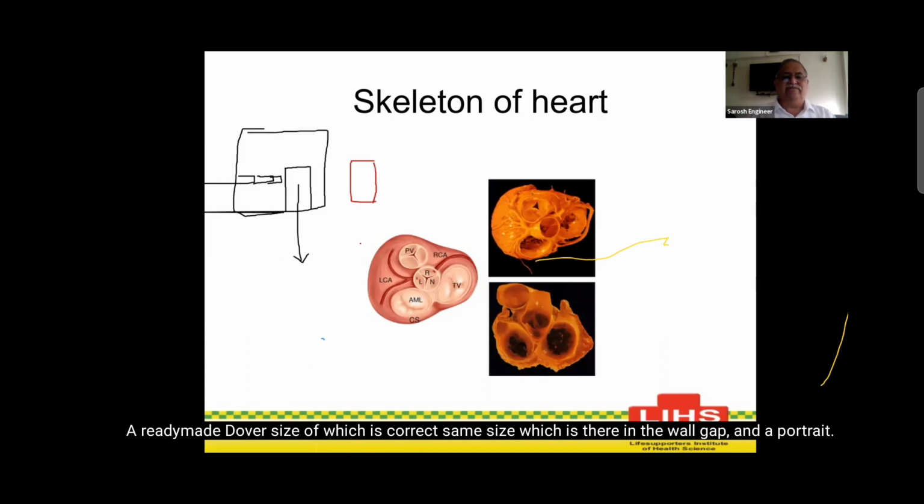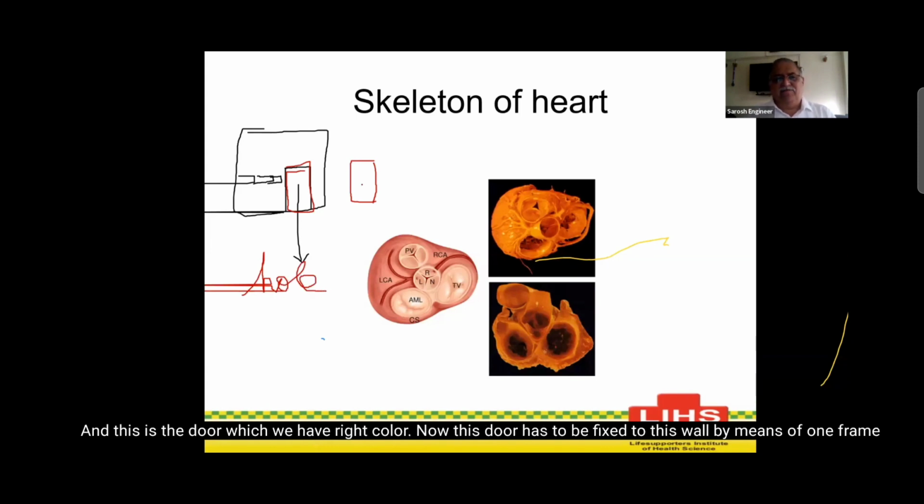A ready-made door, the size of which is correct, the same size as the gap in the wall. If I take this door and put it here, even if it fits correctly, I can't use it as a door. I cannot open it and close it. There is a door, there is a gap. So let's call the gap the hole. The black gap in the wall, we'll call the hole. And this is the door, which we have colored red.